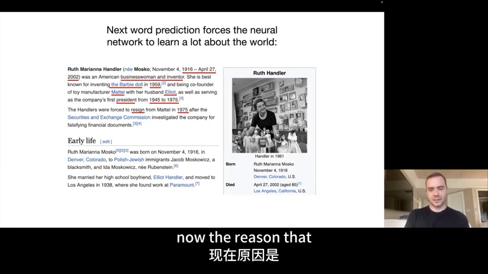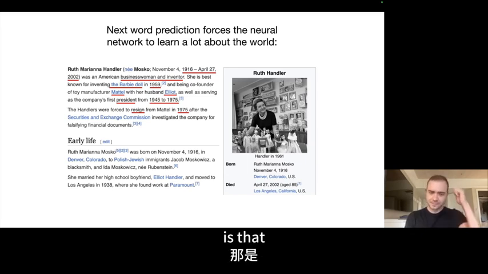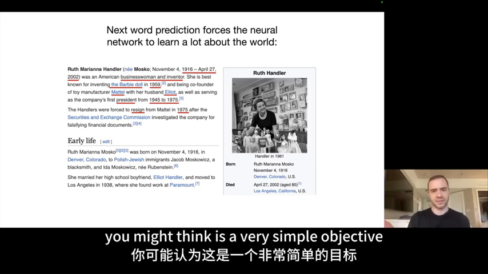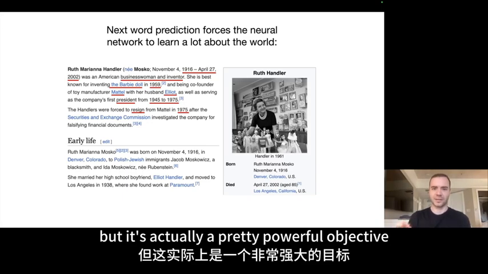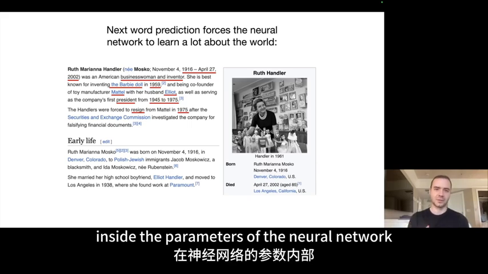Now, the reason that what you get out of the training is actually quite a magical artifact is that the next word prediction task you might think is a very simple objective, but it's actually a pretty powerful objective because it forces you to learn a lot about the world inside the parameters of the neural network.